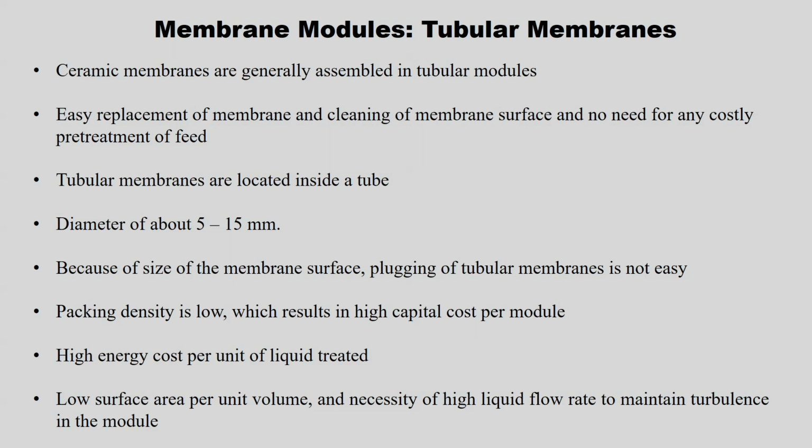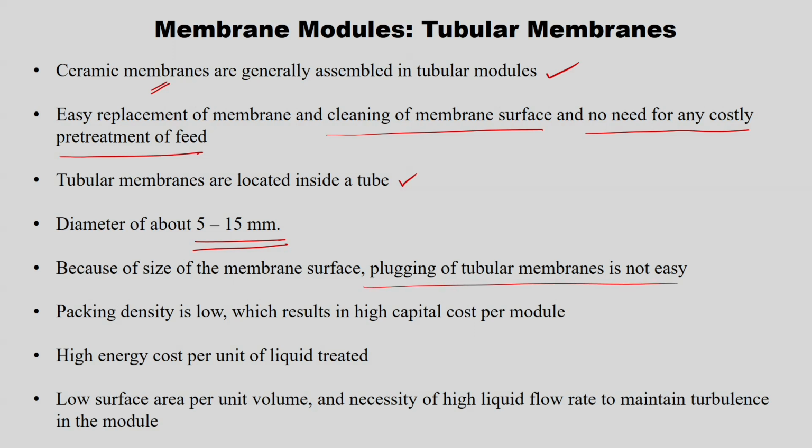The ceramic membranes are generally assembled in tubular modules, if the membrane material is ceramic. Easy replacement of membrane and cleaning of the membrane surface, and no need for any costly pre-treatment of the feed, are the advantages of tubular membranes. Tubular membranes are located inside the tube and the diameter is about 5 to 15 millimeter, and because of the size of the membrane surface, plugging of tubular membrane is not easy. This is a disadvantage, and packing density is low. Packing density is how much membrane you can pack in a single tube.